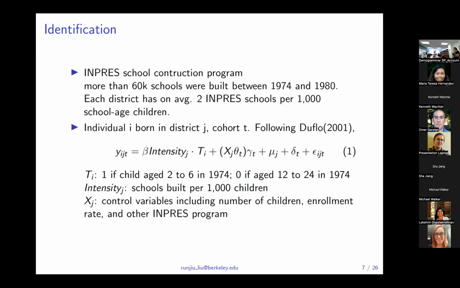I'm comparing children born in districts that get more schools with children born in districts with fewer schools, and also children young enough to benefit from the program compared to children who were too old when the program started, so that they cannot benefit from it. There's a series of control variables, including the number of children in the district, enrollment rate, and other programs, including water and sanitation programs that were launched in a similar time window as this school construction program.